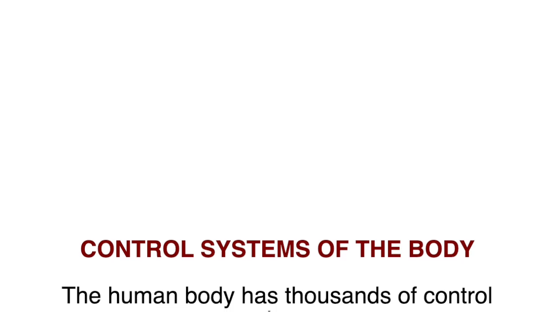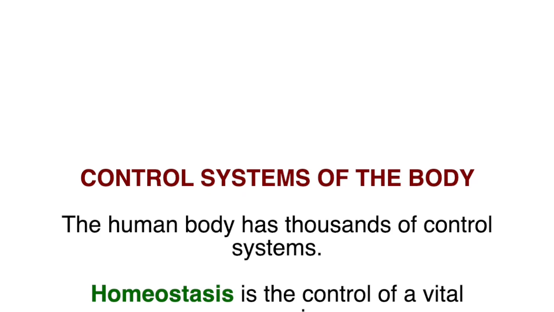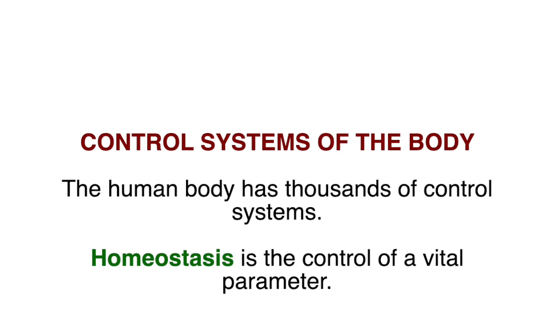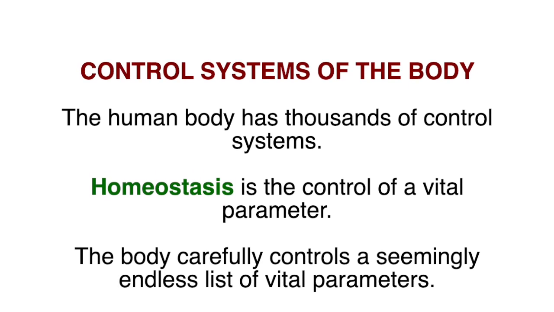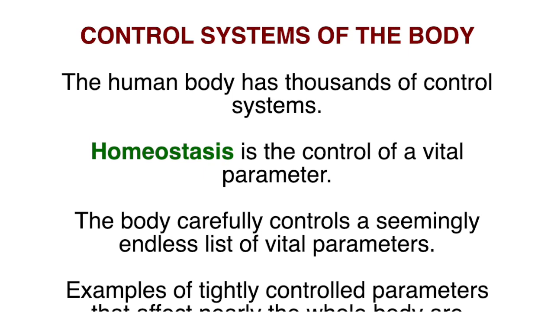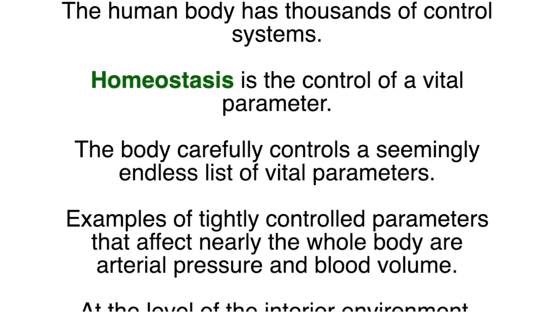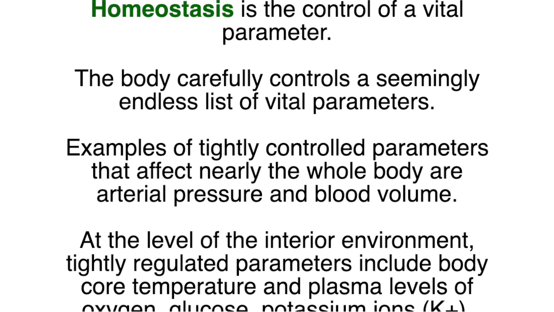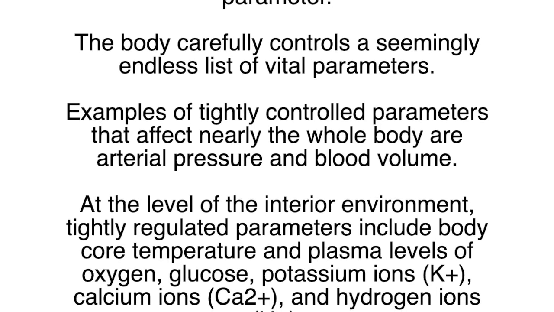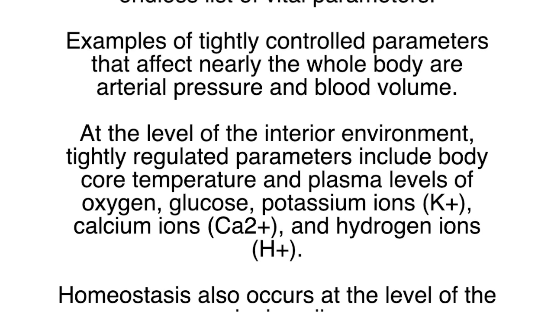Control systems of the body. The human body has thousands of control systems. Homeostasis is the control of a vital parameter. The body carefully controls a seemingly endless list of vital parameters. Examples of tightly controlled parameters that affect nearly the whole body are arterial pressure and blood volume. At the level of the interior environment, tightly regulated parameters include body core temperature and plasma levels of oxygen, glucose, potassium ions, calcium ions, and hydrogen ions.